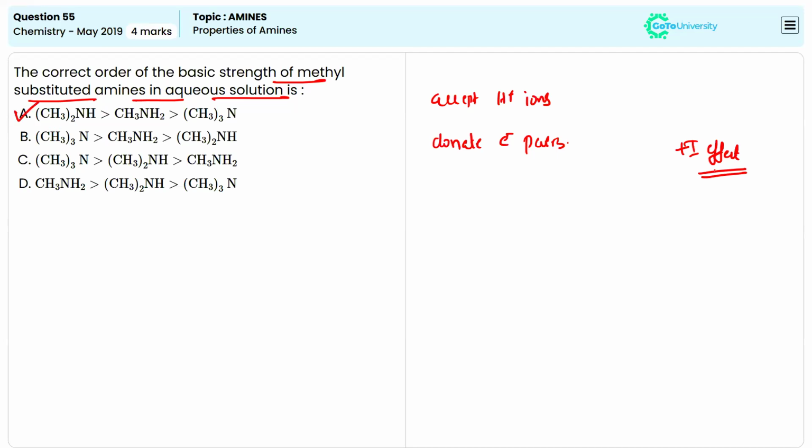So this is a combination of plus I effect, steric hindrance, and solvation as well. Solvation, particularly hydrogen bonding, also plays a significant role in predicting the basic property. Combining all these three effects, we can say secondary will be more basic than primary, then tertiary. So the correct answer is option A.